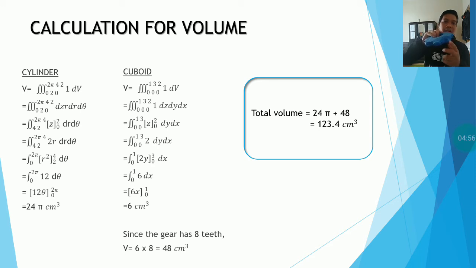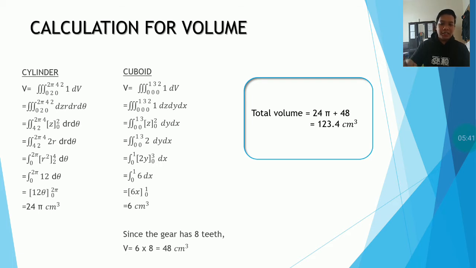So for the volume of the cuboid, I use the triple integral 1 dV also, and for the dV I put dz, dy and dx. The limit for dz is 0 to 2, dy is 0 to 3, and dx is 0 to 1. So dz, dy, dx represent the height, the length and the width. I calculate and get the volume of each cuboid is 6 cm cube.